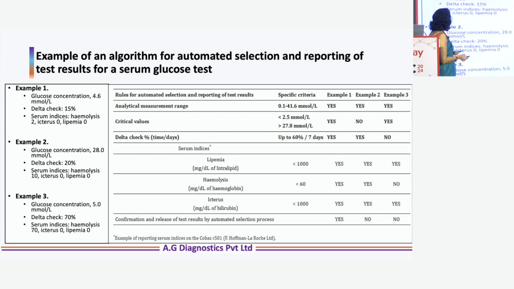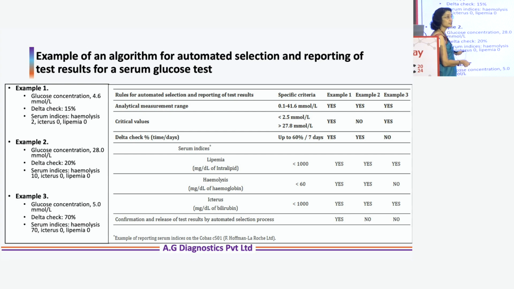So similarly, there's an example of serum glucose. Now, if you have built an auto verification algorithm, then there are 2 or 3 examples which show how you will look at the data that you get from your AV algorithms. What was your specific criteria? What was the analytical measurement range? Was it a critical value? What was the delta percent check?